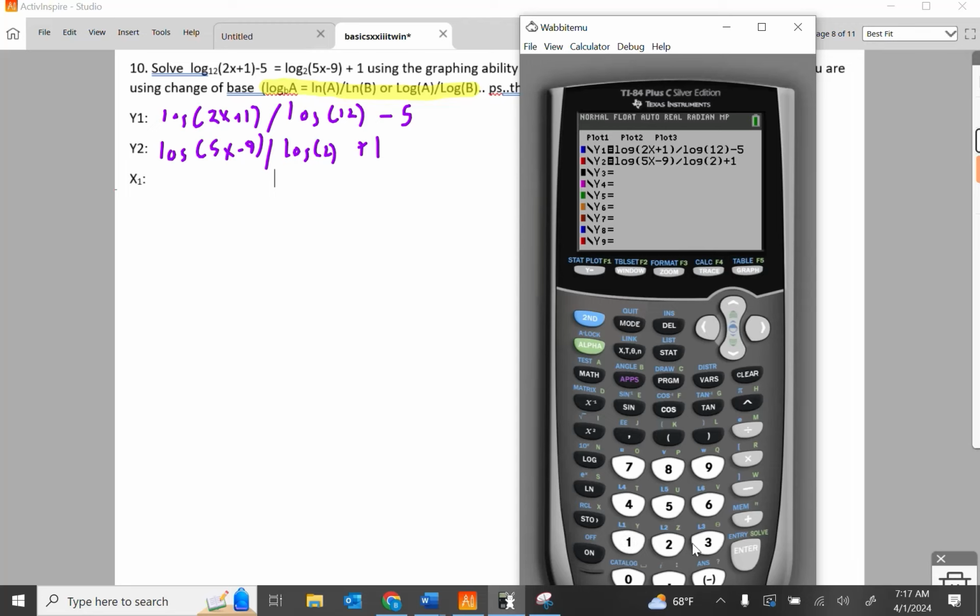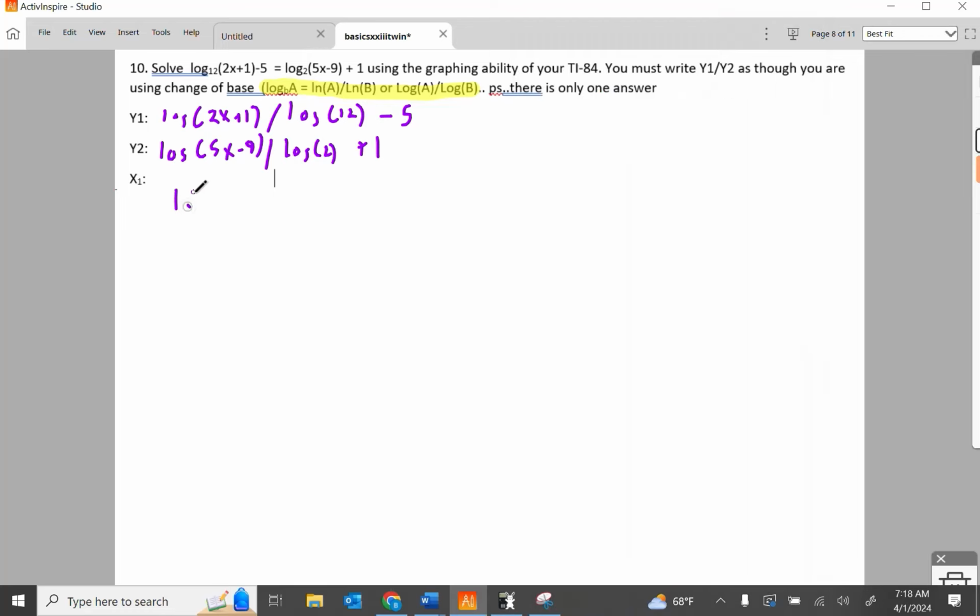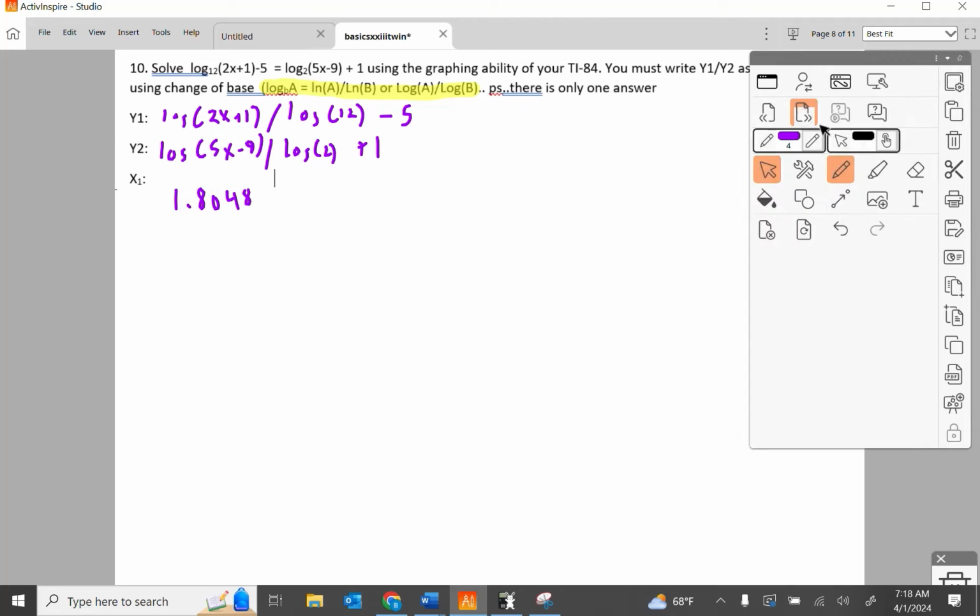Anyways, I just typed what I wrote. Zoom 6 like I trained you to do. Remember, TI-84s cannot draw logarithms properly. They just can't do it. Anyways, there is one answer. Second trace 5. Get my little cursor close there. Enter. Press the up arrow a couple times till I see the cursor on the red curve. Enter, enter. There you go, 1.8048. Almost done. It's only 3 more to go.